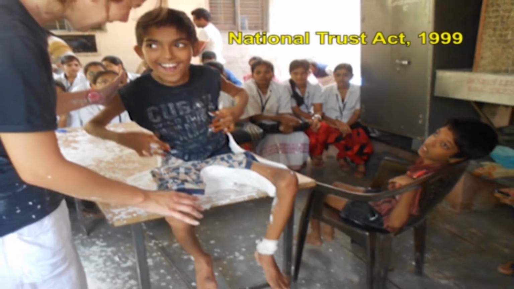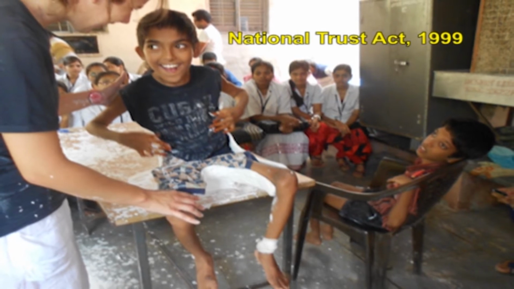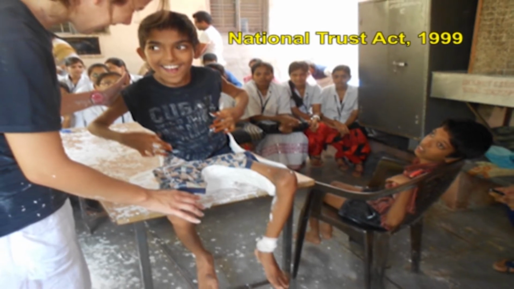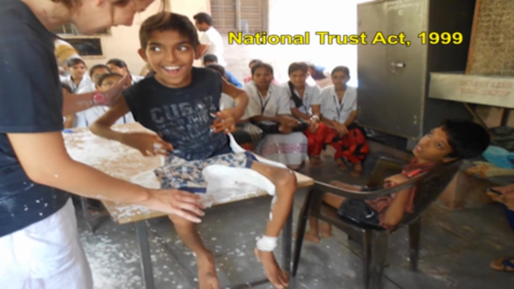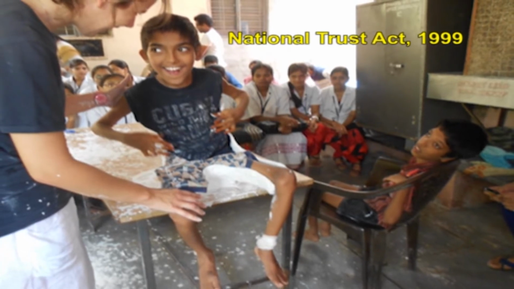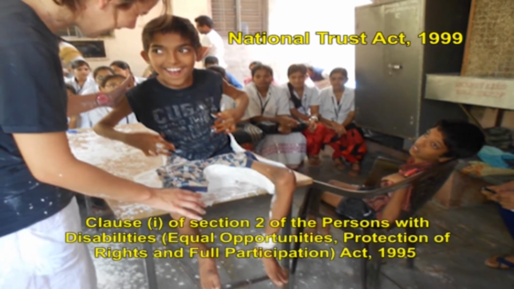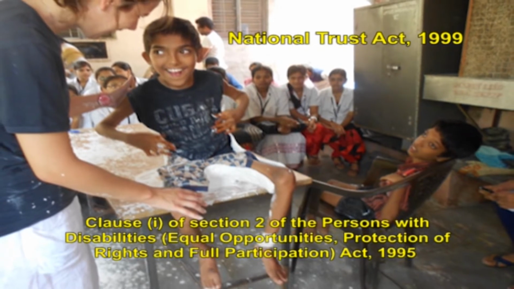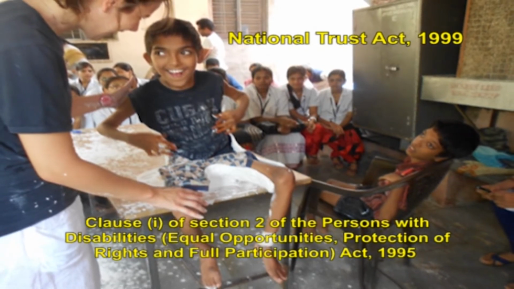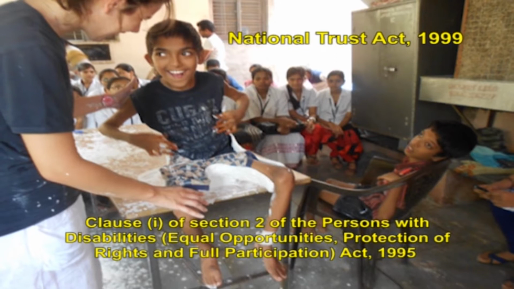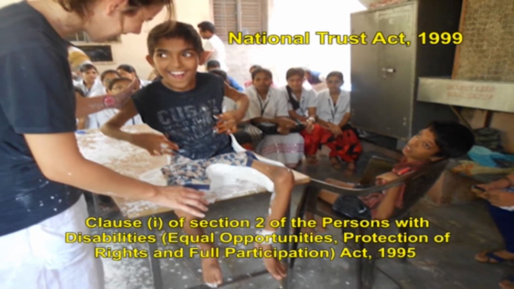According to the National Trust Act 1999, multiple disabilities are defined as a combination of two or more disabilities as defined in clause (i) of section 2 of the Persons with Disabilities (Equal Opportunities, Protection of Rights and Full Participation) Act 1995.